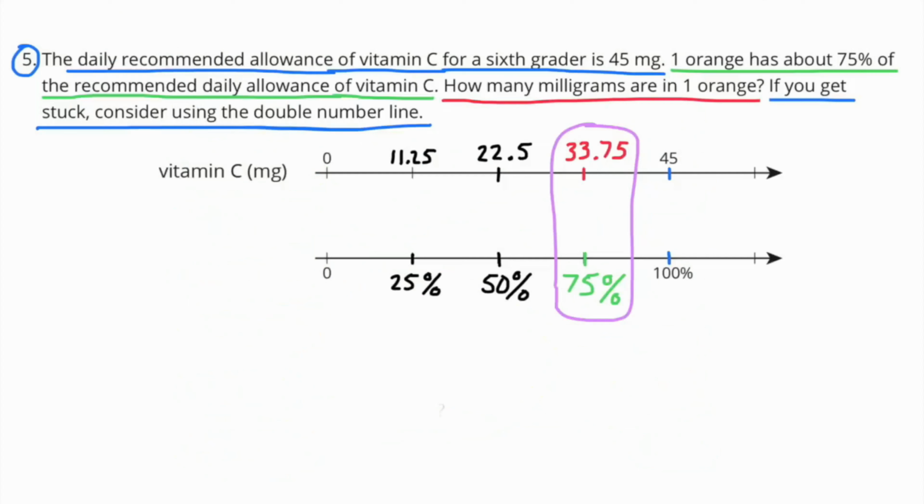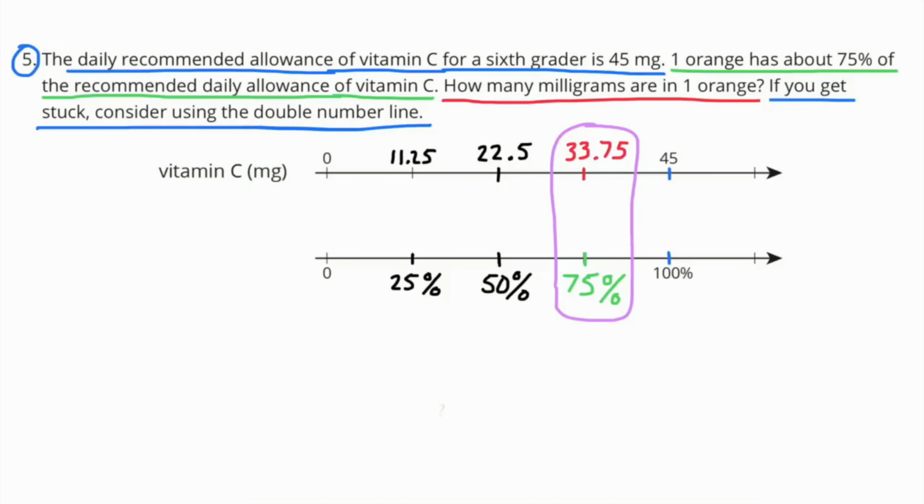Number 5. The daily recommended allowance of vitamin C for a 6th grader is 45 milligrams. One orange has about 75% of the recommended daily allowance of vitamin C. How many milligrams are in one orange? If you get stuck, consider using the double number line.